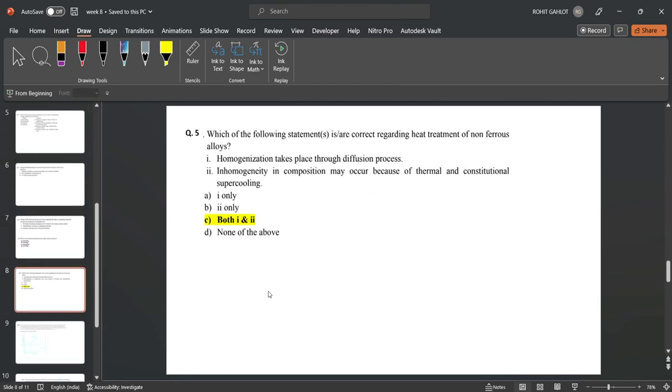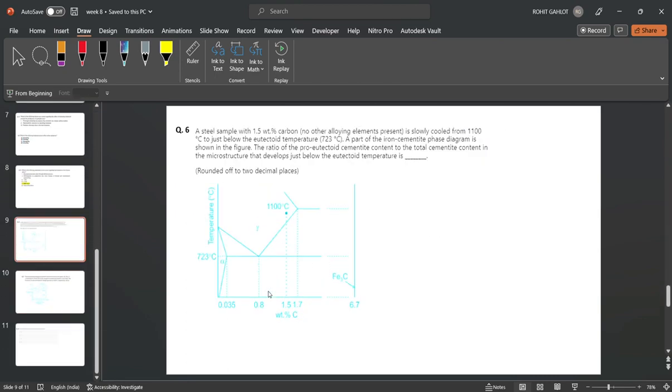Then we move to the following questions. Before following these questions, I would like to solve two numericals based on the iron carbon diagram, and specifically on one very simple concept which is known as the lever rule.